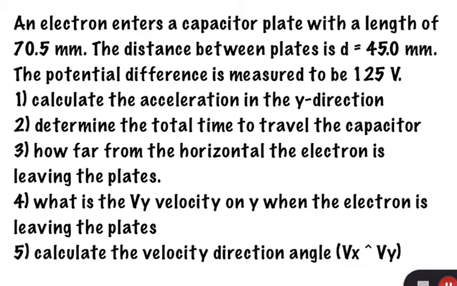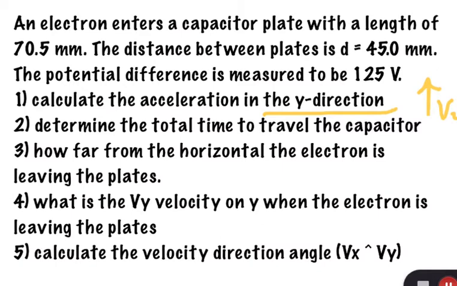So we have an electron entering the capacitor plates. The length is 70.5 millimeters, the distance between plates is 45 millimeters, and the potential difference is 125 volts. So question number one: what is the acceleration? Of course, in the y direction, because we do not have anything changing in the x direction.